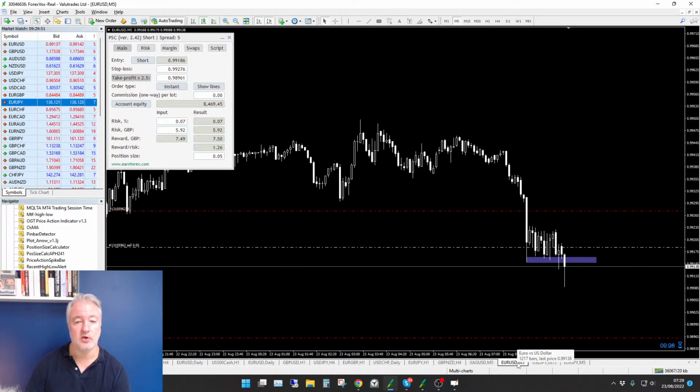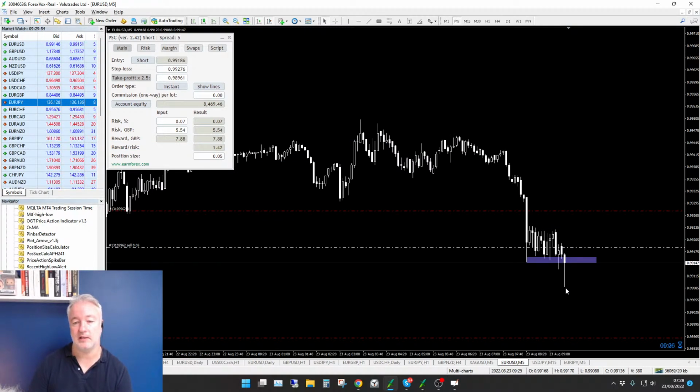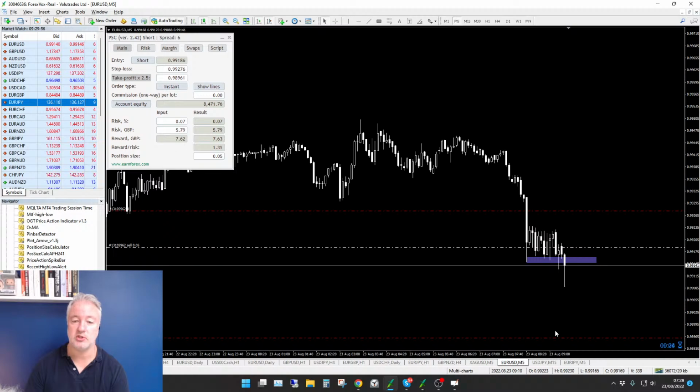So silver's looking bearish. I'm okay with that. Euro dollar, I need that to close down. Please don't close as a rejection.